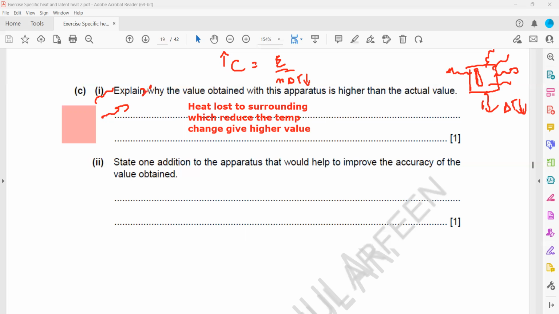So say the surrounding temperature is 25. We cause a temperature change, but keep the temperature change less than the surrounding. So we start the experiment at 20 and keep it at 23. So it won't lose energy to the surroundings, it will absorb energy from the surroundings. But usually for such questions, the best answer is lagging or insulation.